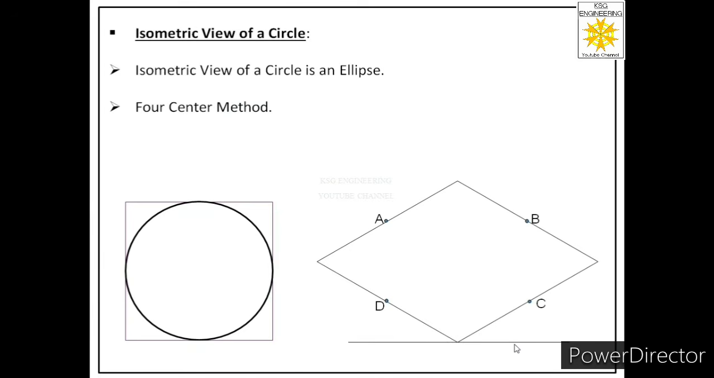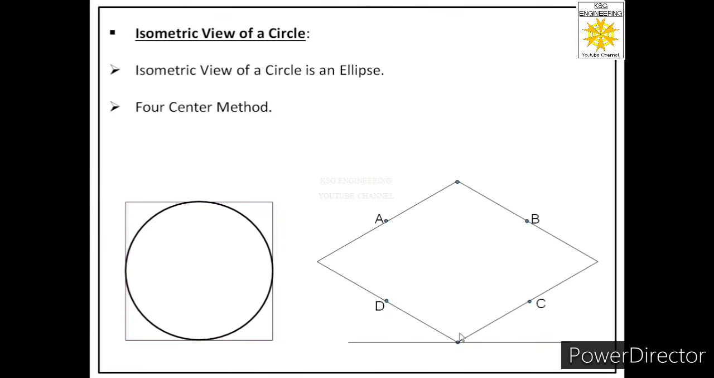After that, we will consider two corners of this rhombus, the corners of the shorter diagonal. So this is the shorter diagonal. We'll consider these two corners and call them center number 1 and center number 2. The name of the method is 4 center. So we have created two centers, and with the help of these two centers we will create two more centers. So we will get 4 centers, and those 4 centers will help us draw 4 arcs which will form an ellipse.